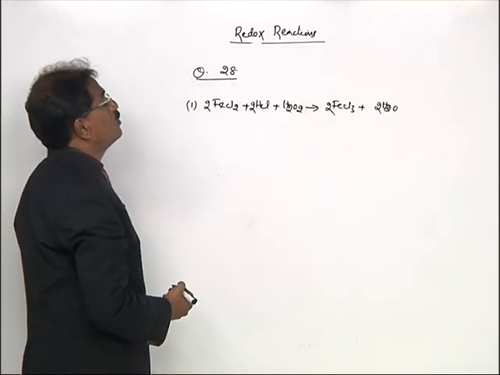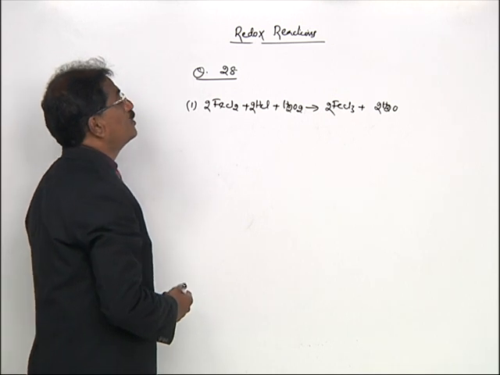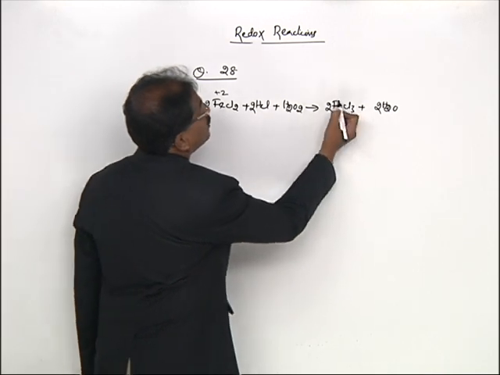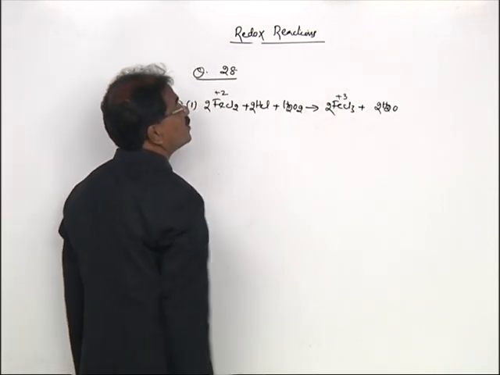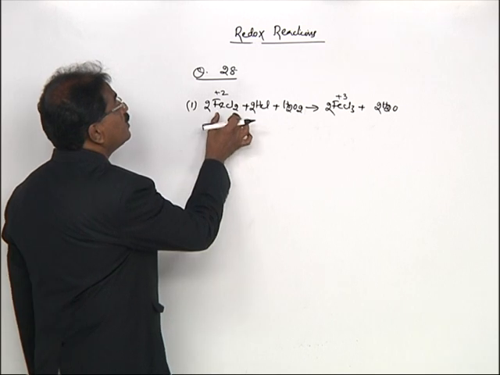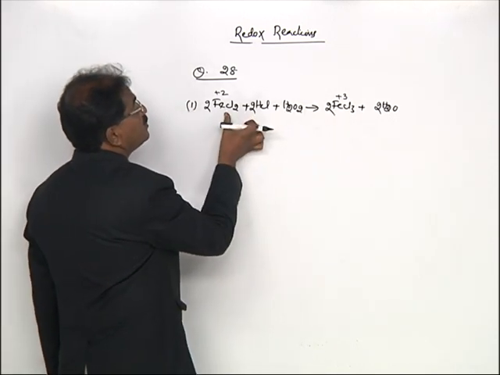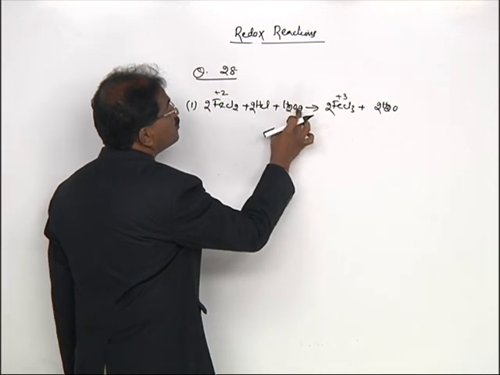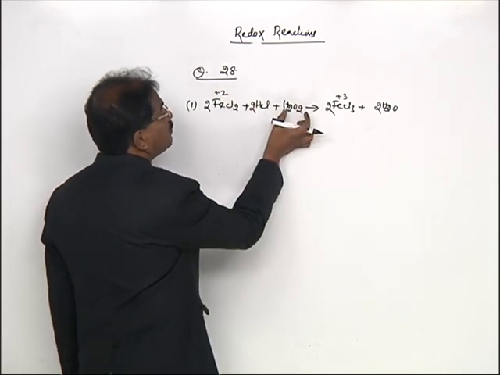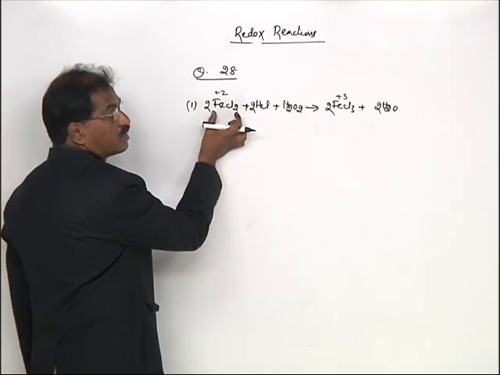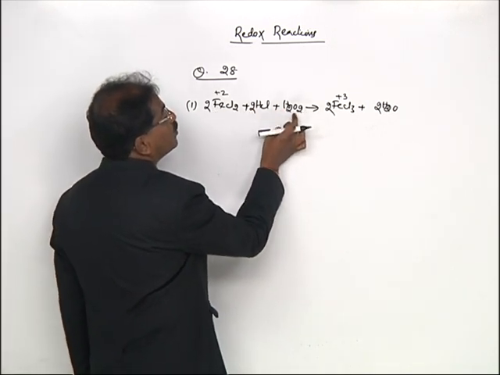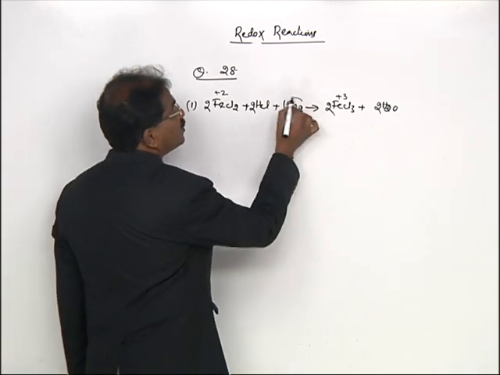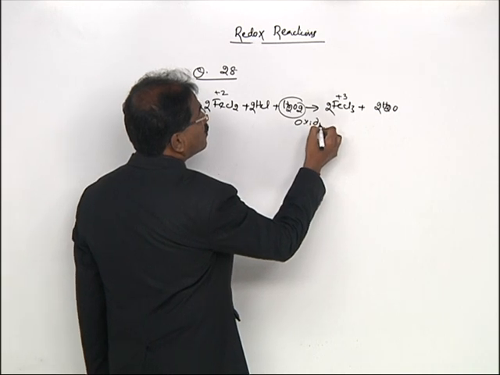Now, in this option, first identify the change in the oxidation state of each species. Here iron is in +2 oxidation state. Here iron has oxidation state +3. That means iron has undergone oxidation. Since it has undergone oxidation, this hydrogen peroxide must have absorbed these electrons. Therefore, because of hydrogen peroxide, FeCl2 has undergone oxidation. Therefore, we can say H2O2 is acting as the oxidizing agent here.